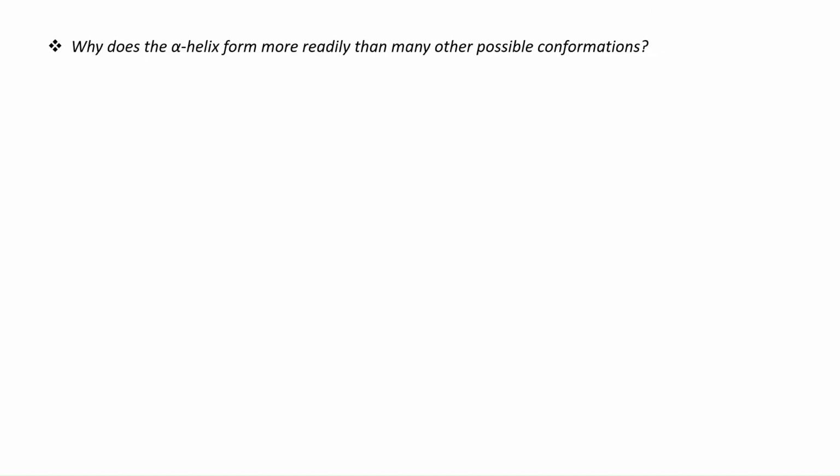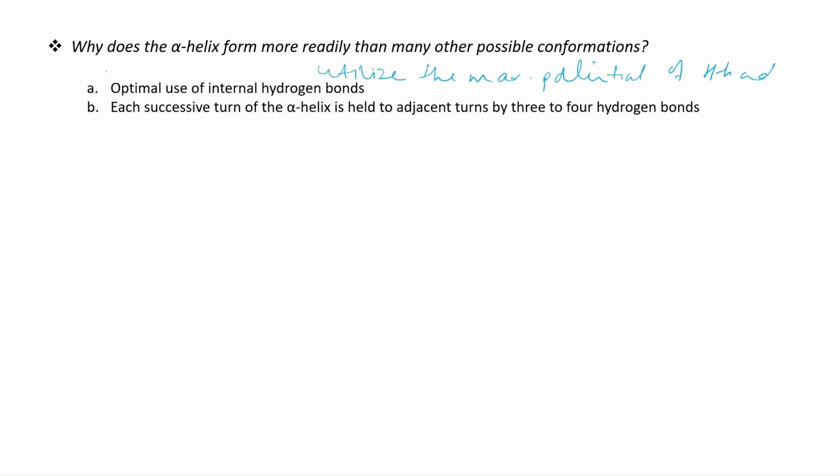Now, why does the alpha helix form more readily than any other possible conformation? Because it utilizes the maximum potential of hydrogen bonds. So, why is the alpha helix more readily formed? Because it makes optimal use of internal hydrogen bonds. Now, each successive turn of the alpha helix is stabilized by 3 to 4 hydrogen bonds.